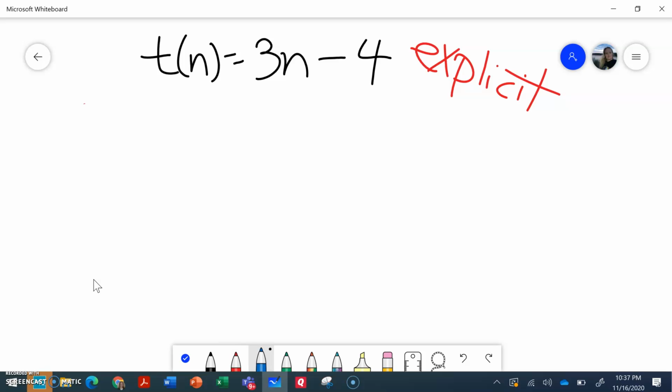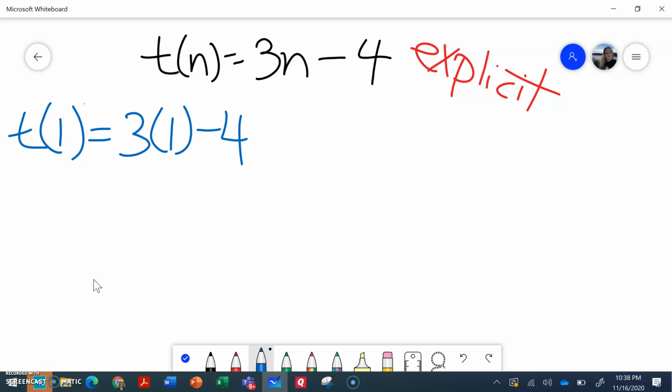So let's say we want to find the first number in the sequence. That's the value when n is 1. In that case, we want to replace n with 1. So we get 3 times 1 minus 4. If we do that math, 3 times 1 is 3, minus 4 is negative 1. So our first value in our sequence, t of 1, is negative 1.